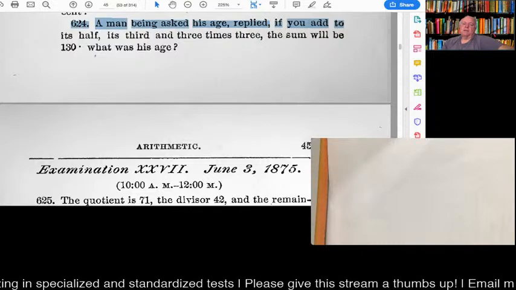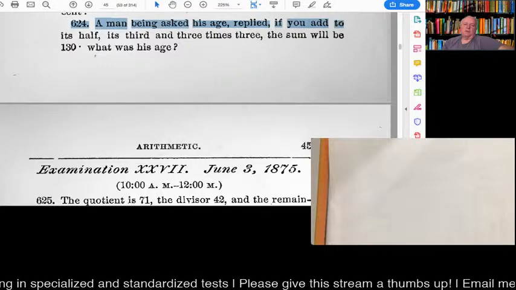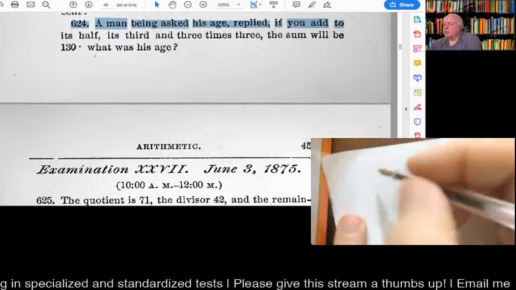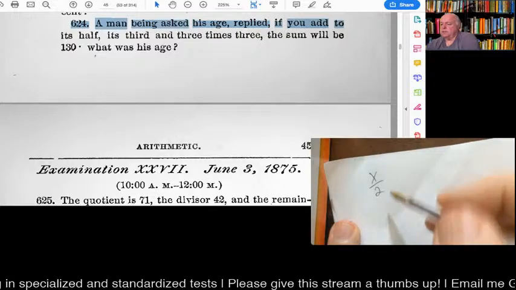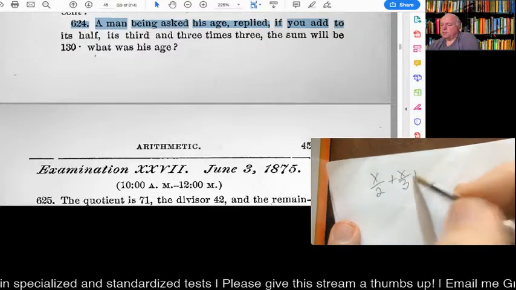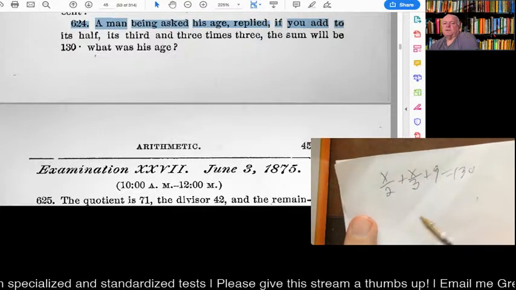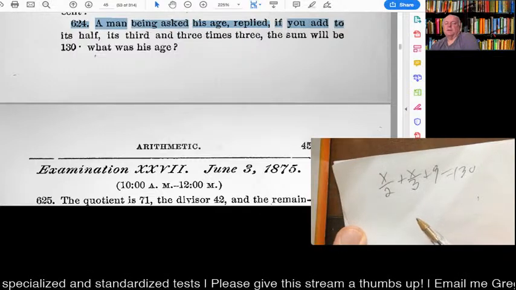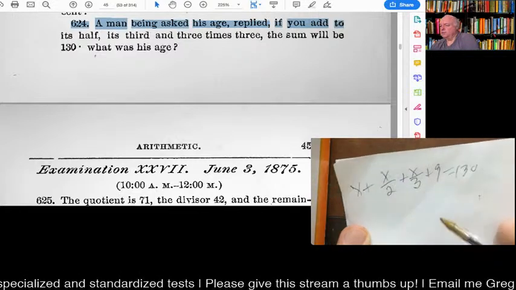So a man was asked his age. He replied, add 2 to its half, its third, and 3 times 3. The sum will be 130. So the inclination of everybody is to write x over 2, which is age, plus x over 3 plus 9 equals 130. But that would have been what it says if it just says if you added its half, its third, and 3 times 3. But it says if you added 2. So we have to put this over here.